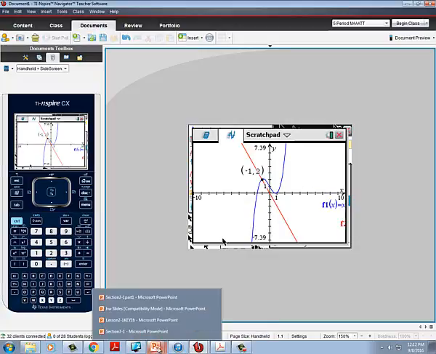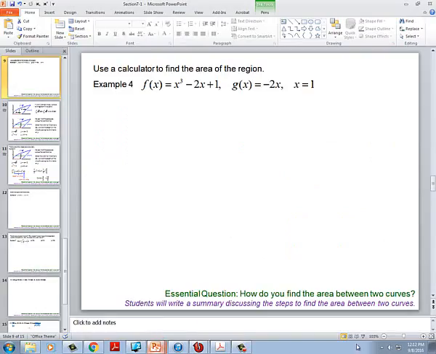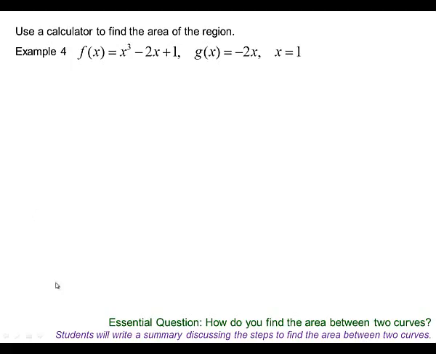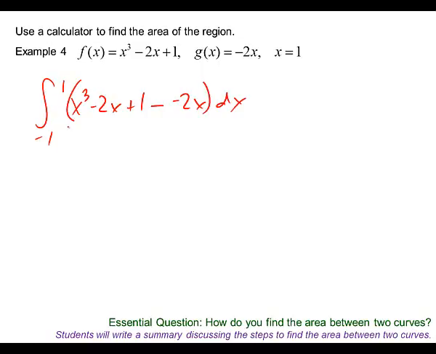Okay, so let's write the setup down. So we just said that we're going to go from -1 to 1. Which function was on the top? The cubed or the 2? The cubed. So we're going to do x cubed minus 2x plus 1 minus -2x dx. Now, it says to use a calculator. Do I need to do that by hand? No, we're going to use the calculator to do the whole thing.